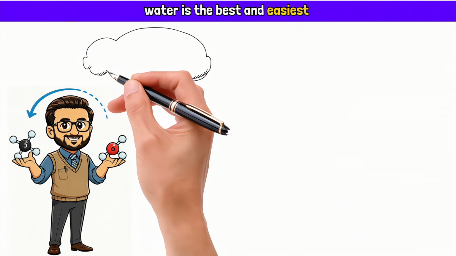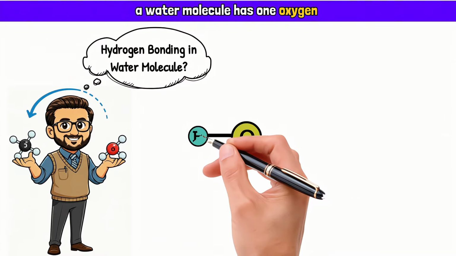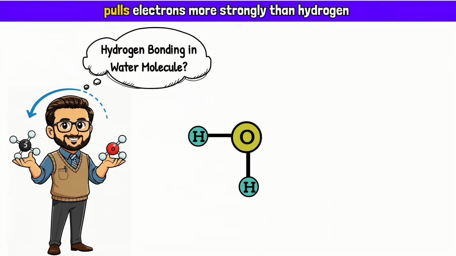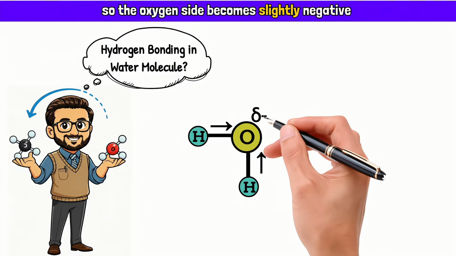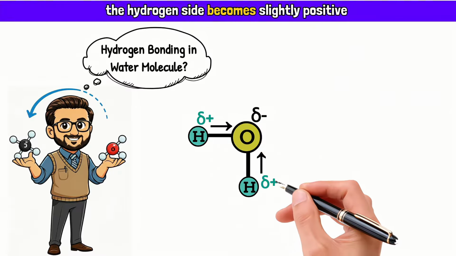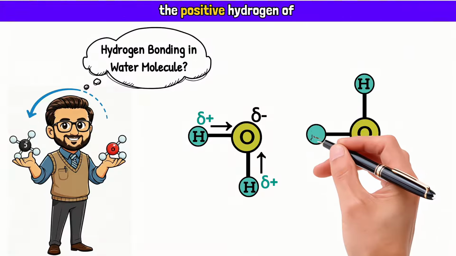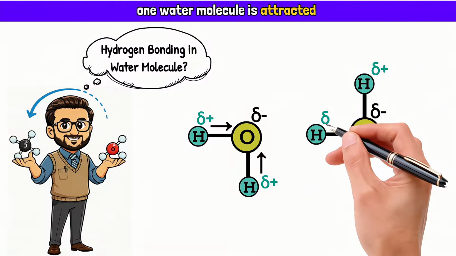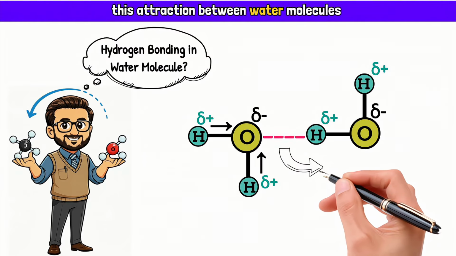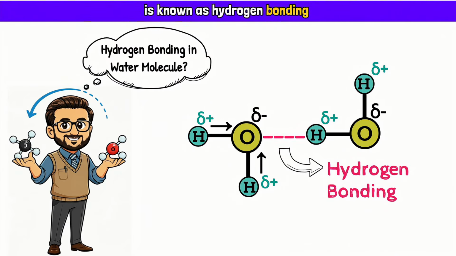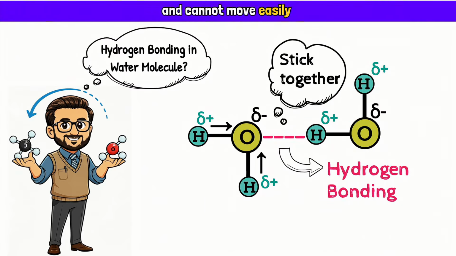Water is the best and easiest example to understand hydrogen bonding. A water molecule has one oxygen and two hydrogens. Oxygen pulls electrons more strongly than hydrogen. So, the oxygen side becomes slightly negative. The hydrogen side becomes slightly positive. When two water molecules come close, the positive hydrogen of one water molecule is attracted to the negative oxygen of another water molecule. This attraction between water molecules is known as hydrogen bonding. Because of hydrogen bonding, water molecules stick together and cannot move easily.